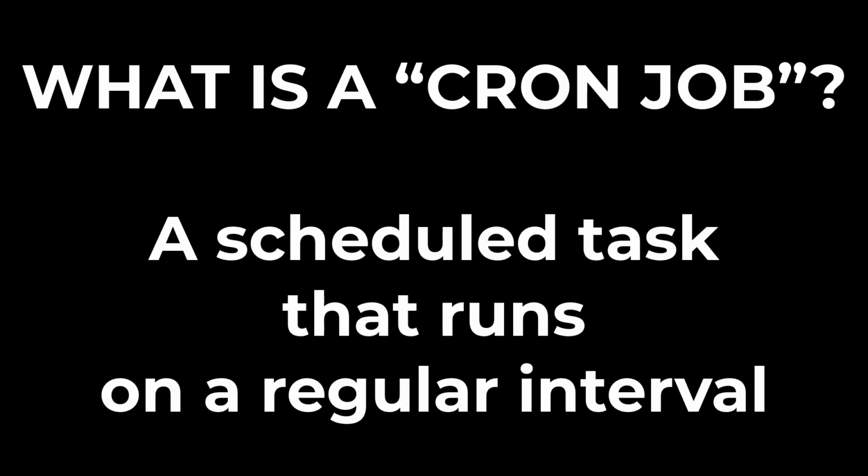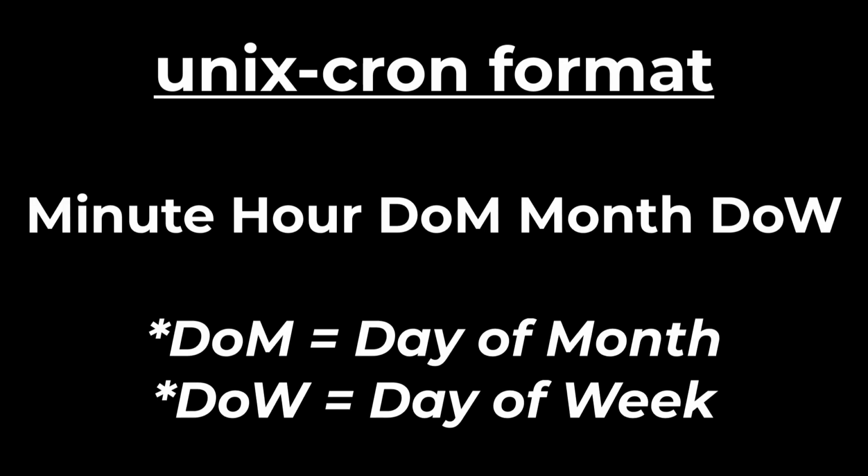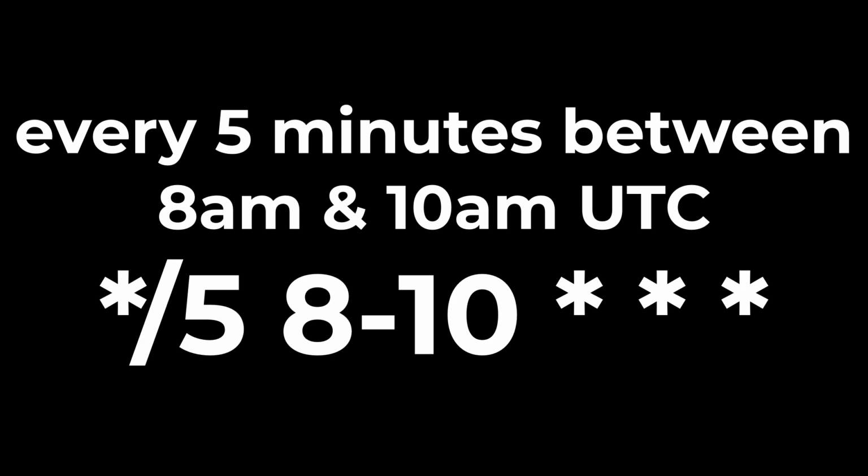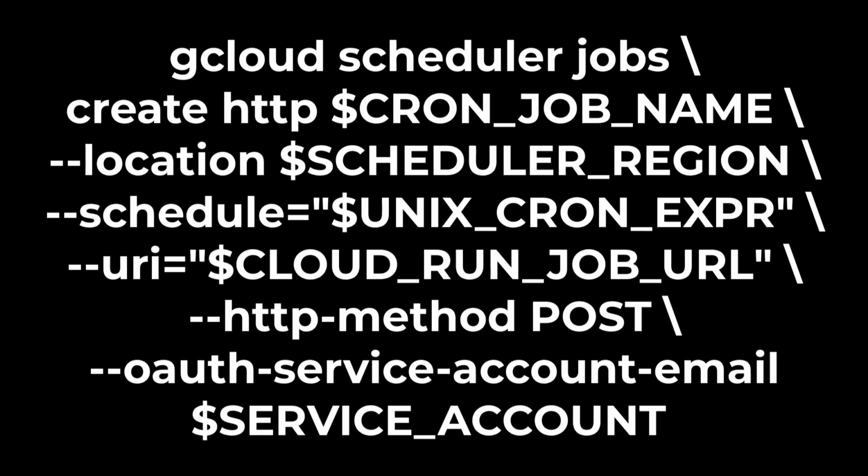A cron job, for those who have never heard the term, is a scheduled task that runs on a regular interval. The way that we define the interval for a cron job is with this expression format. For example, this would be the expression for once a minute. This will be the expression for every Monday at 9 a.m. This will be the expression for the 1st and 15th of each month at 2 p.m. And this will be the expression for every 5 minutes between 8 a.m. and 10 a.m. Here is the gcloud command template for creating cron jobs in GCP with Cloud Scheduler.